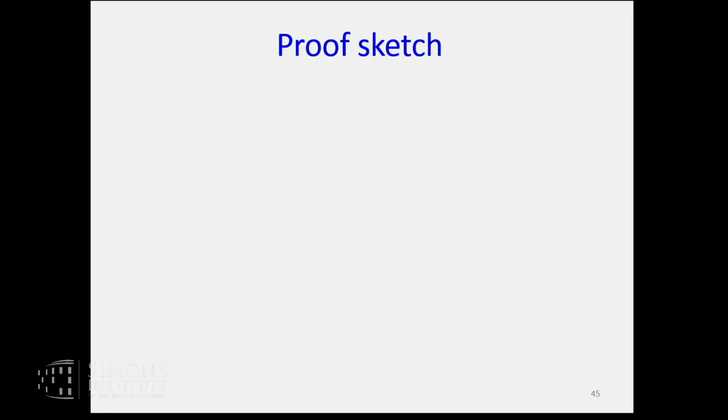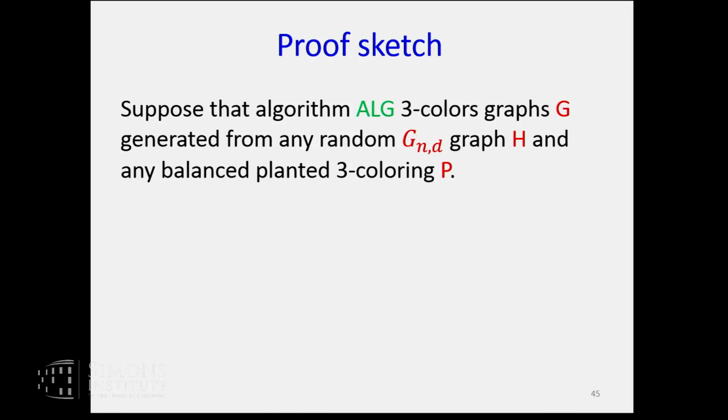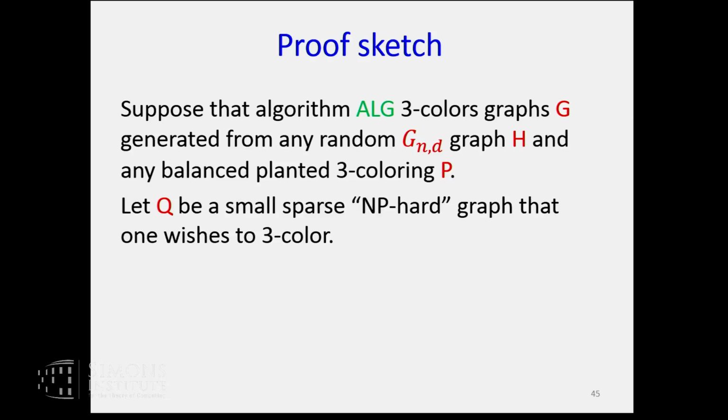So here's a sketch of the proof. Suppose that there is an algorithm that recolors the graph G generated from any random G and D graph H, and in which an adversary plants a recoloring, not a random one. Suppose there was such an algorithm. Suppose that Q is some small graph that we want to recolor, and suppose that it comes from some class of graphs that it's NP-hard to recolor. Then we'd like to show that the algorithm would also color this small graph Q for us.